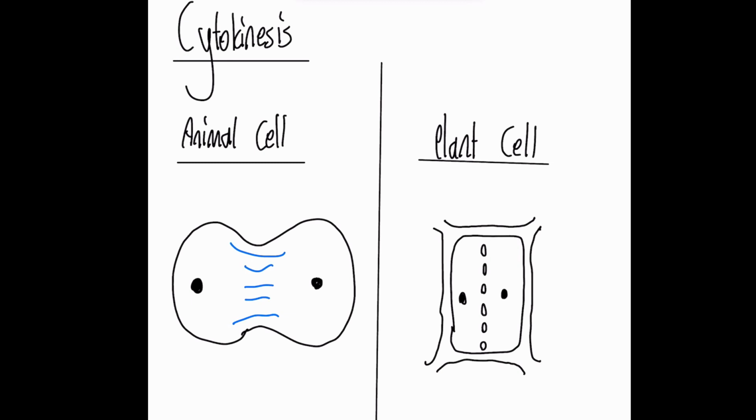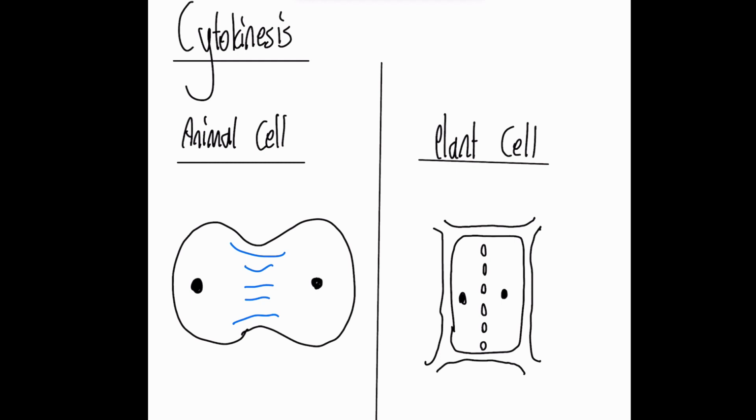Cytokinesis is a process that happens right after mitosis, so don't get confused with this. Cytokinesis is not a part of mitosis, but rather it is totally separate from mitosis. It happens right after mitosis. In other words, it happens right after telophase.